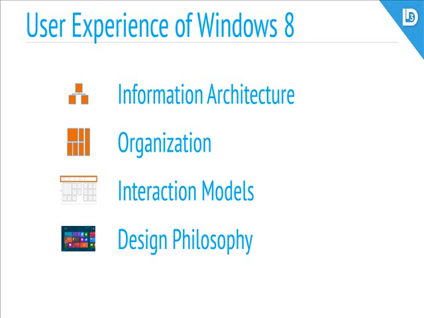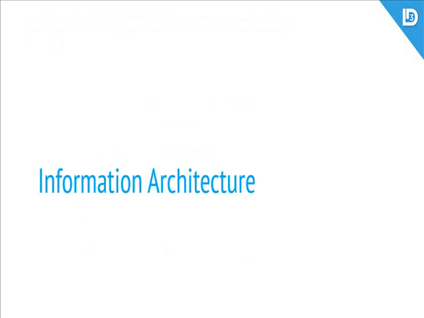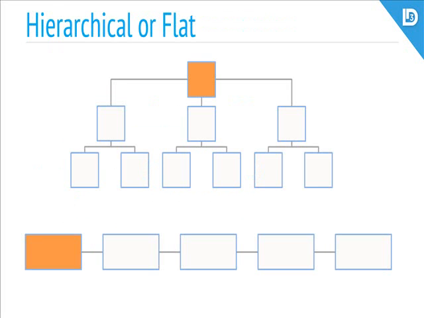Alright, so let's talk a little bit about the user experience of Windows 8. I want to talk about four main areas today. I'd like to talk about application level information architecture. I want to talk about screen level organization, about some primary interaction models, and about the overall design philosophy that Microsoft is suggesting and what that means in terms of different application types. First off then, information architecture.